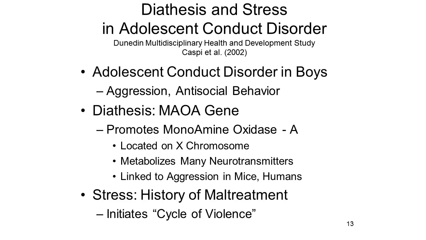In one study, Caspi and his colleagues examined the role played in adolescent conduct disorder by a specific gene known as the MAOA gene. This gene, located on the X chromosome, promotes monoamine oxidase A, a substance that metabolizes many different neurotransmitters, and which has been linked to high levels of aggressiveness in both laboratory mice and humans. Adolescent conduct disorder is characterized by high levels of aggressive and antisocial behavior, and so it made sense to them that the MAOA gene might be involved.